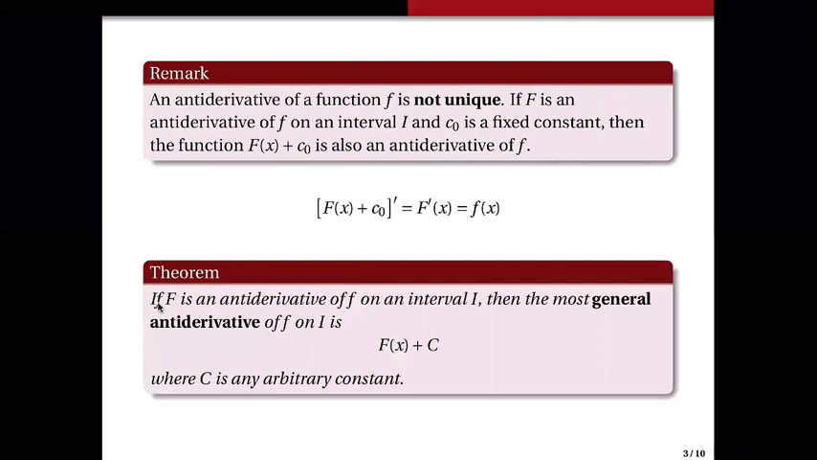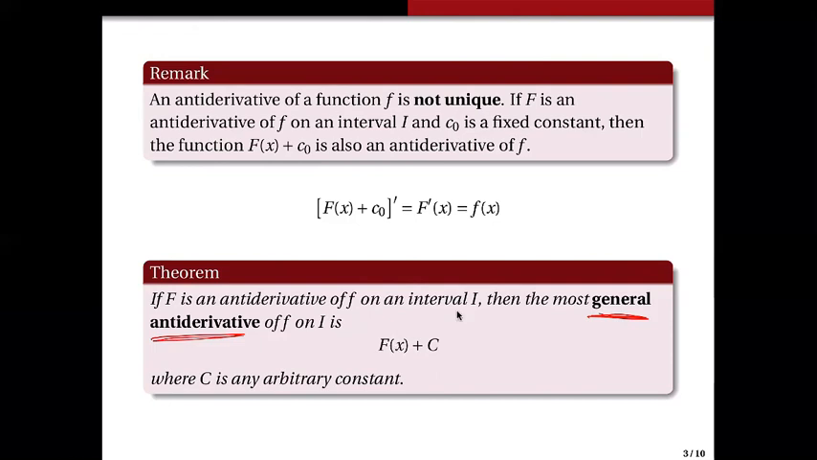Now, if capital F is an antiderivative of small f on an interval I, then, take note of this, the most general antiderivative of small f on I is capital F of x plus a constant, where this constant is arbitrary. Meaning you don't have to replace this with a specific number.